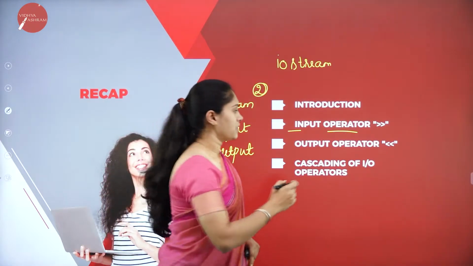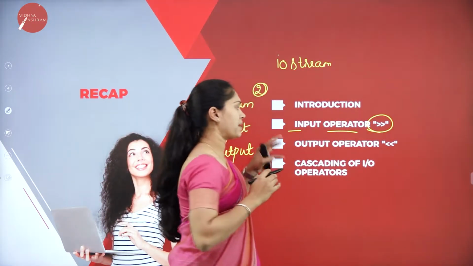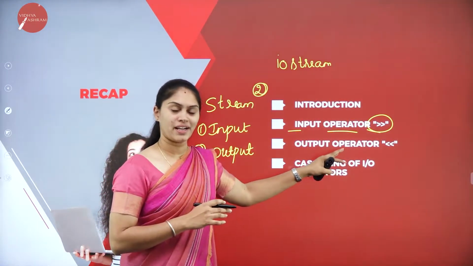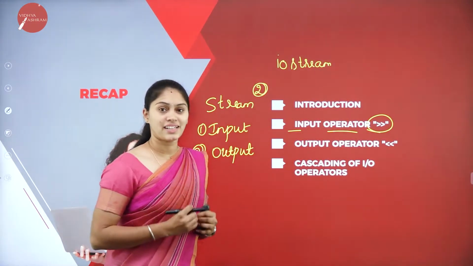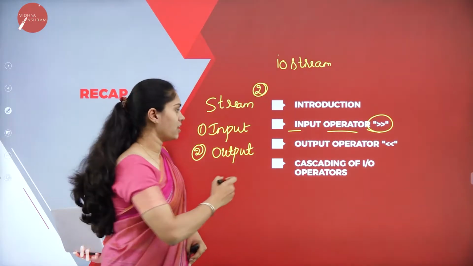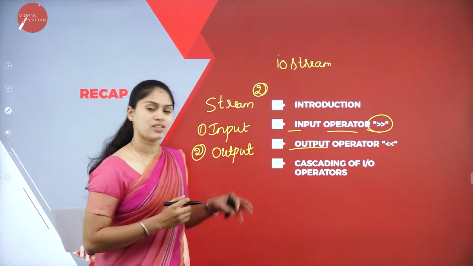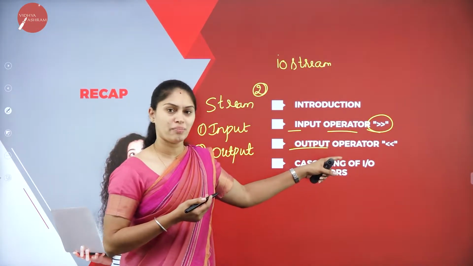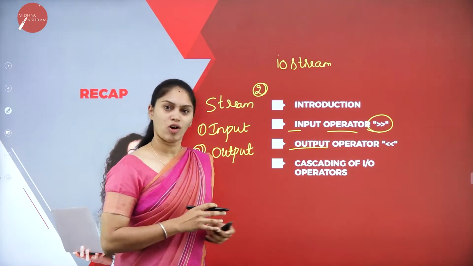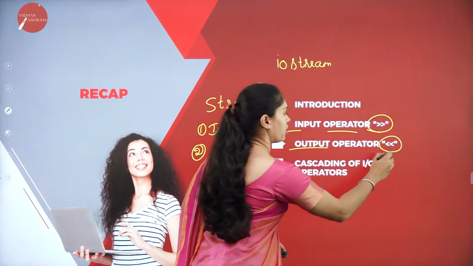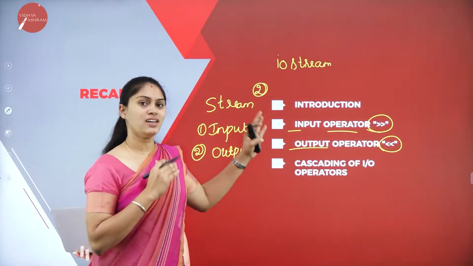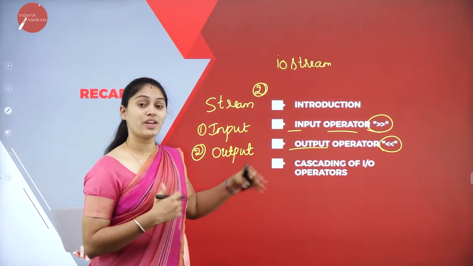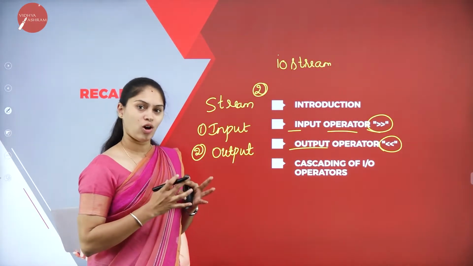And also we had a discussion regarding the input operator. This operator specifies the input operation. So here we have an input operator, that is an extraction operator that we can call. And we have cout, along with that cout object we use an output operator, that is the insertion operator. So in order to take the input, we use the extraction operator, and in order to give the output, we use the insertion operator.